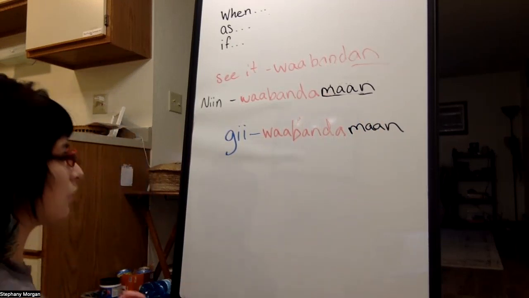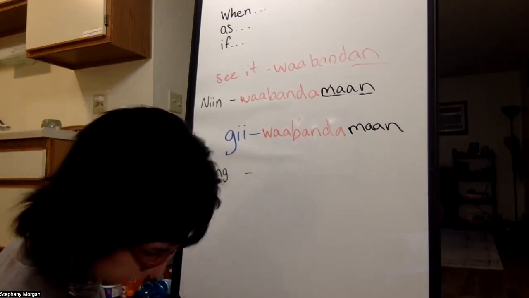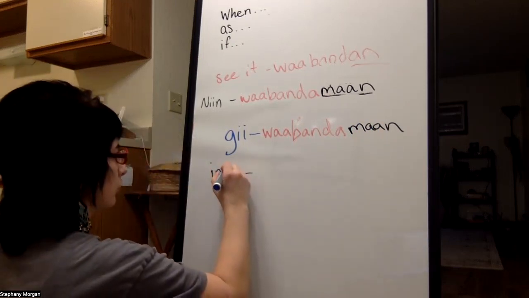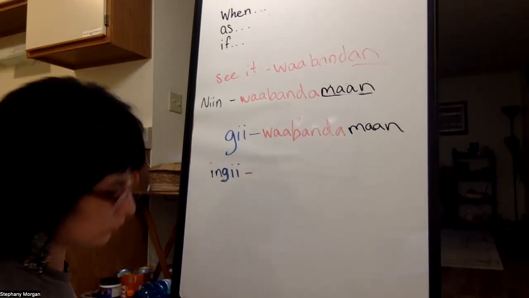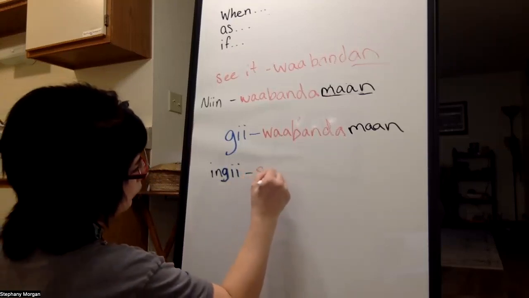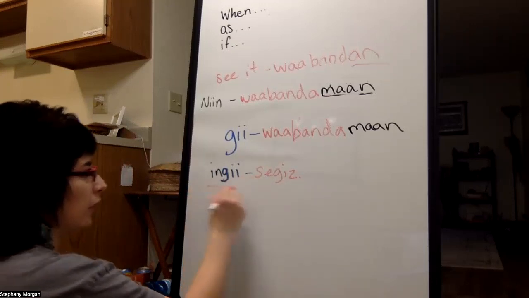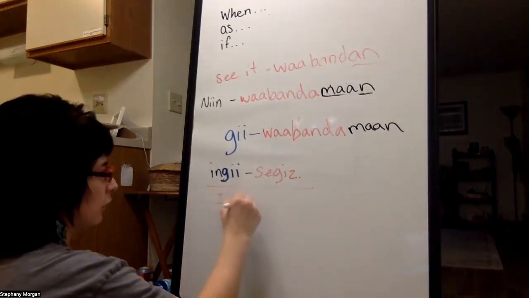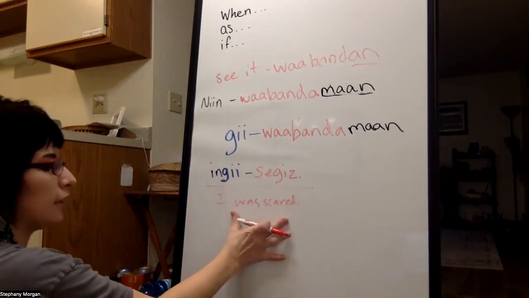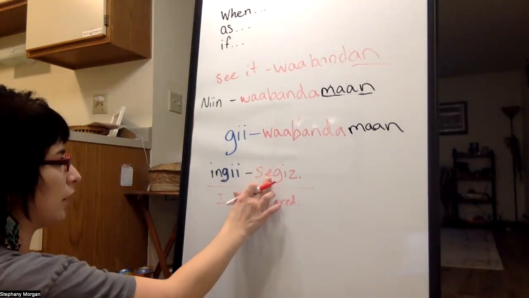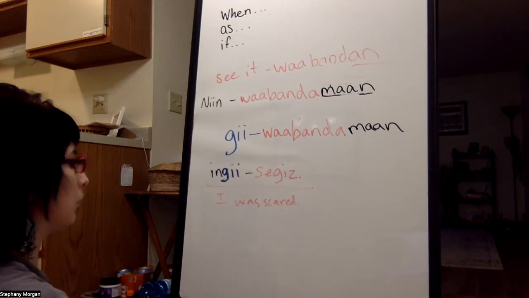When I saw it, ingi, I was scared. Now the word here in A form, this is an A form phrase. I was scared. And it's A form because it can stand on its own. This is a VAI because there's no transfer of action. It's just describing how a person is, their state of being.